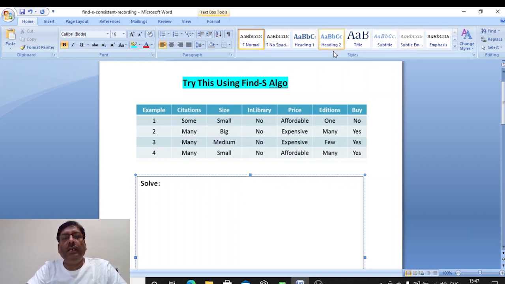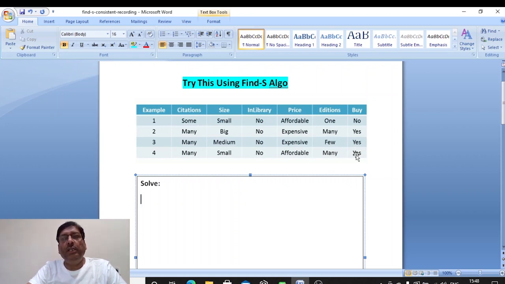The data set that I have considered over here has 4 training examples, and in each, we have 5 different attributes. One among those instances is a negative instance, and the rest 3 are positive instances. We all know the Find-S algorithm works only on positive instances and not on negative instances. So let's begin with this.